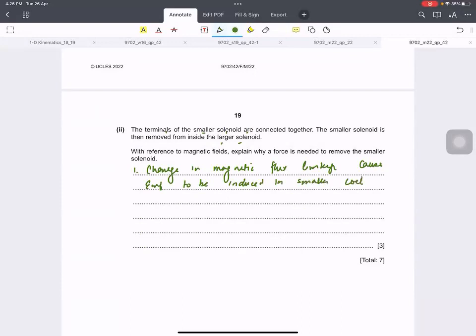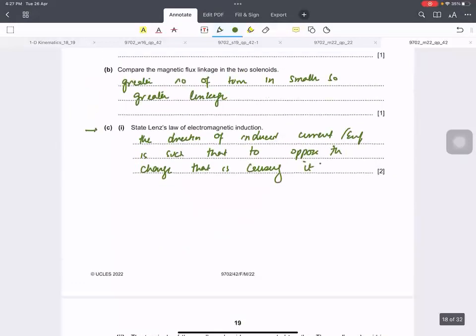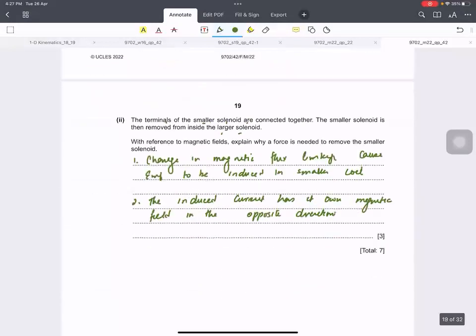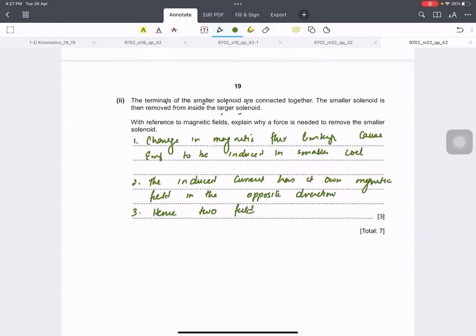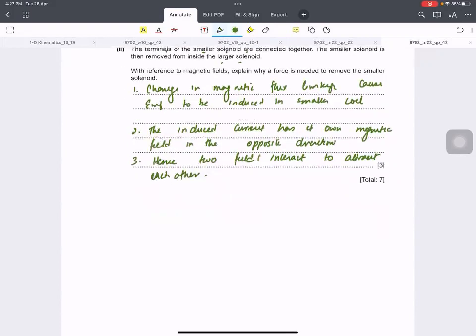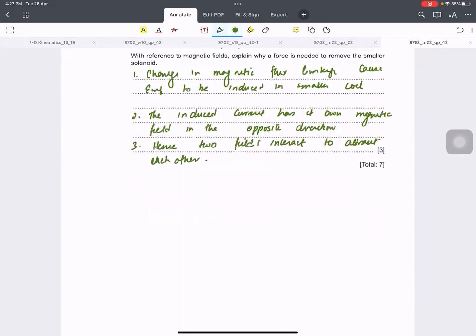All right. Now, the induced current has its own magnetic field in the opposite direction. How do we know this is the opposite direction? Because I told you, because of the Lenz law, as you can see. Okay. Hence, two fields interact to attract each other. That's why. 3 marks, 3 points. Please do remember this. If you have made a mistake here, you lose a mark on each piece.